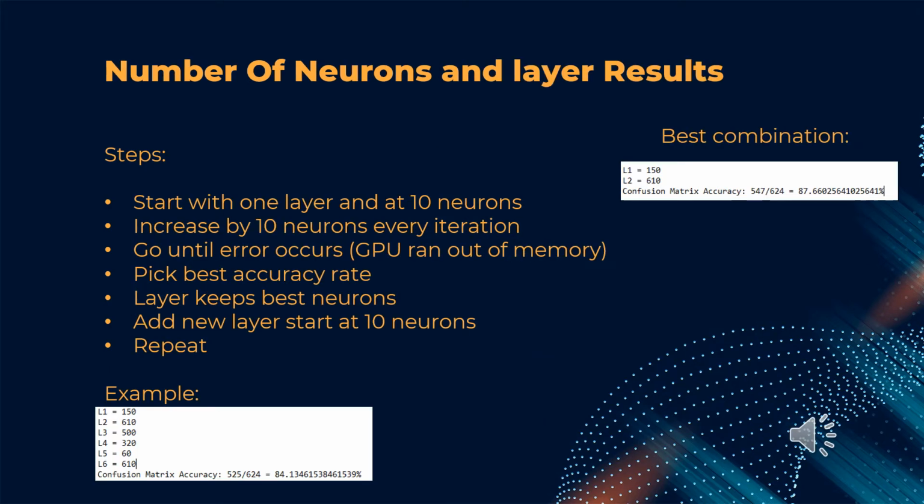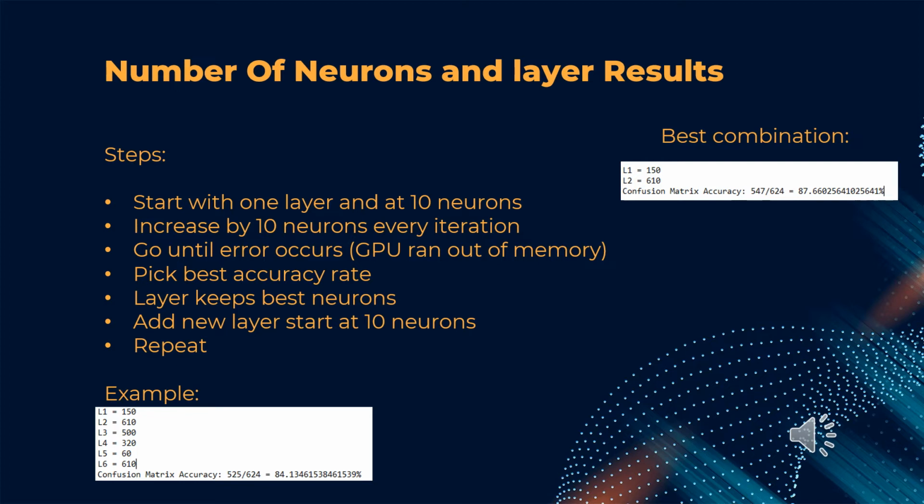Okay, so now let's go over the number of neurons and the layer results. So the steps to do this: first we started with one layer at 10 neurons, and then we increased by 10 neurons after each iteration. We kept doing this until the GPU ran out of memory. At that point we would pick up the best accuracy rate for that layer and the neuron. We would keep those neurons for that layer, and then add another layer starting at 10 neurons as well, and then loop through and do the same process.